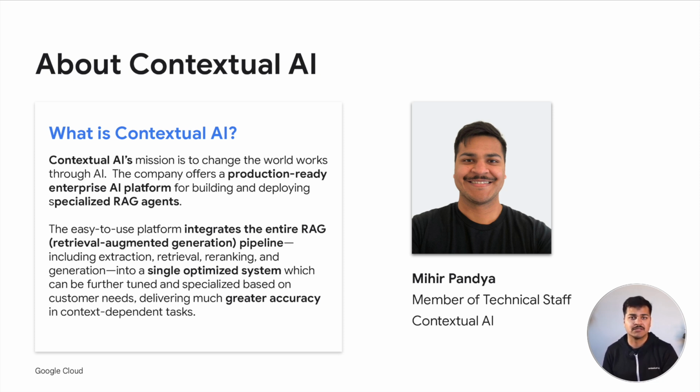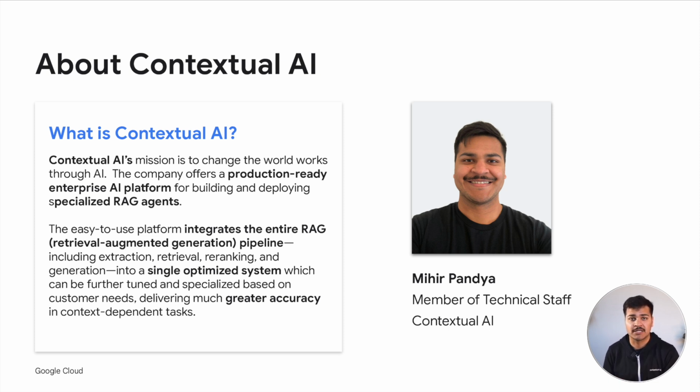First of all, what is Contextual AI? Our mission is to change the way the world works through AI. We offer an enterprise AI platform that makes it fast and easy to build production-ready specialized RAG agents. I'm sure most people here are already familiar with what RAG is, but essentially RAG stands for Retrieval Augmented Generation, and it's the de facto way to inject enterprise context into language model generation.